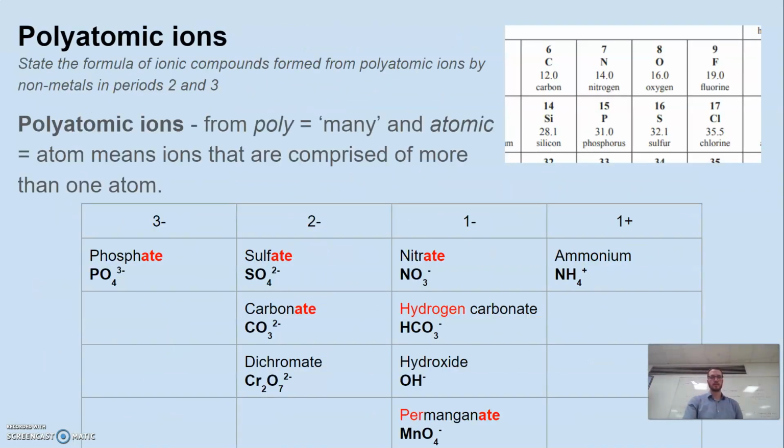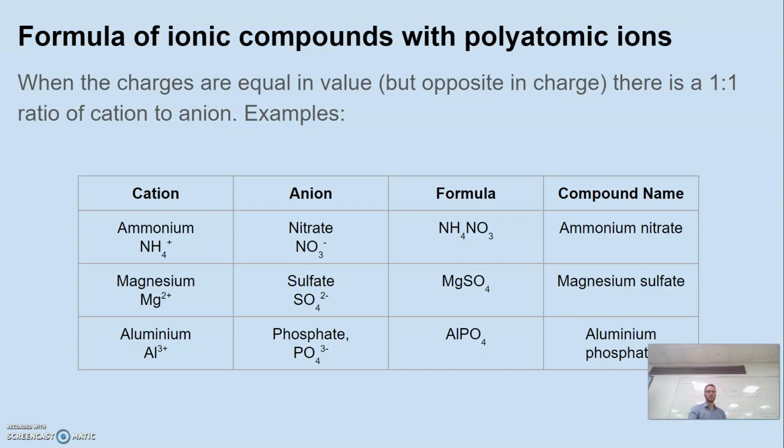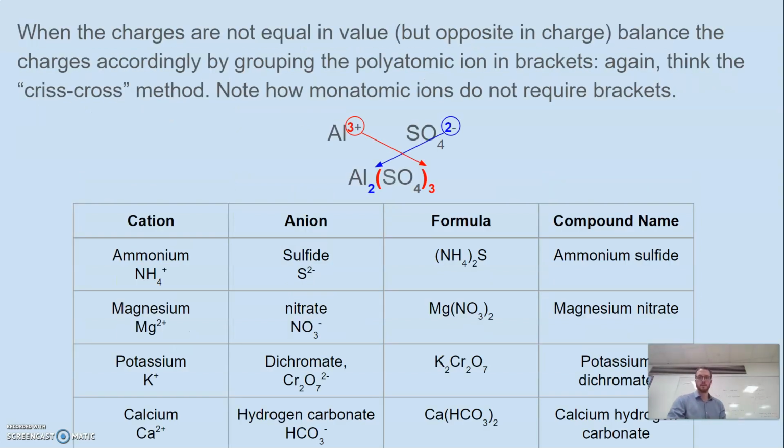All right, 2 more slides and then I'll finish. Formulas. Again, we can have a 1-to-1 relationship. That's nice and straightforward. Ammonium nitrate, NH4NO3. I can just combine them together nicely. Magnesium sulfate, 2+ and a 2-. Join them together, okay? When I need to balance out where they're not the same, crisscross again, but I group the polyatomic ion in brackets and then put a subscript, as in that example, aluminium sulfate.